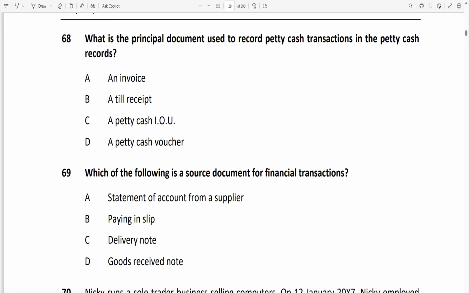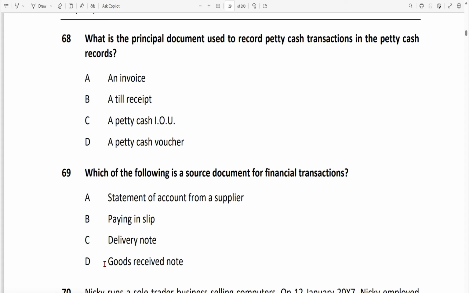a transaction in a petty cash system, and it details the amount spent and the purpose of the expense, and it is often signed by the person responsible for the transaction. So it is the principal document for recording the petty cash expenditure, right? So this seems to be the correct answer. Okay, moving to the next question.